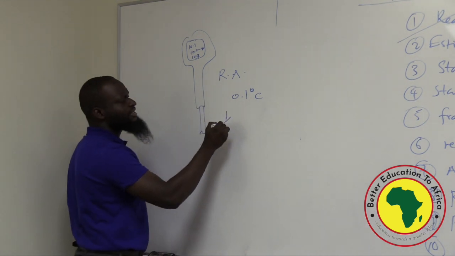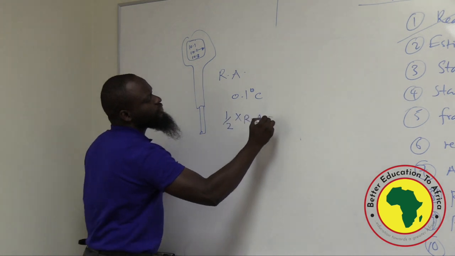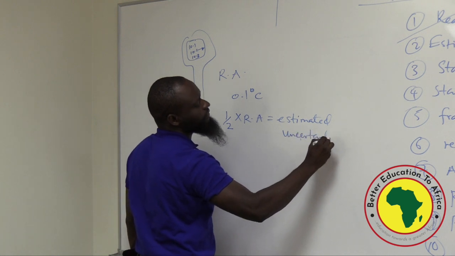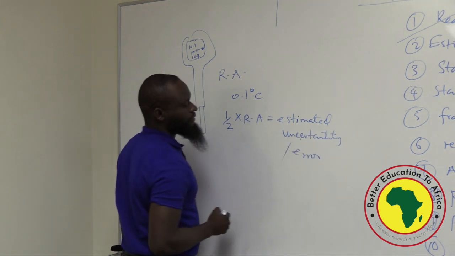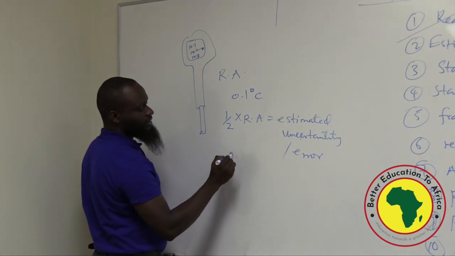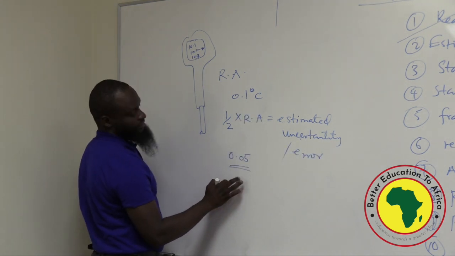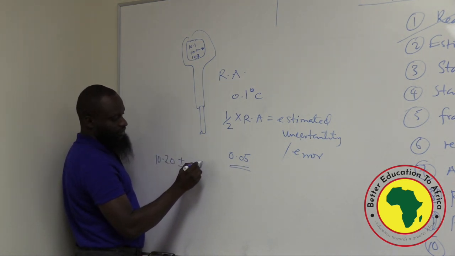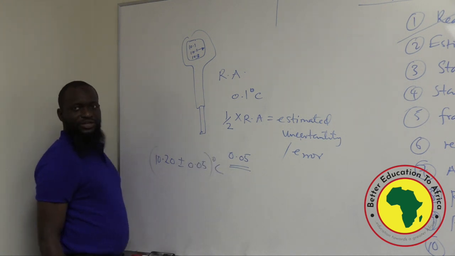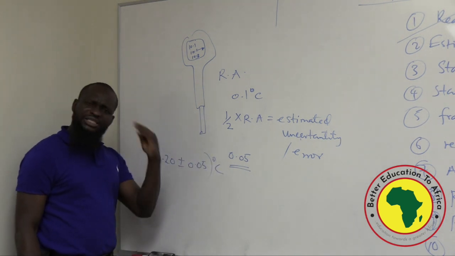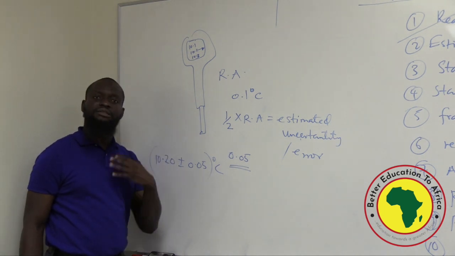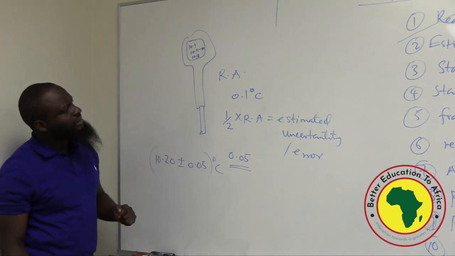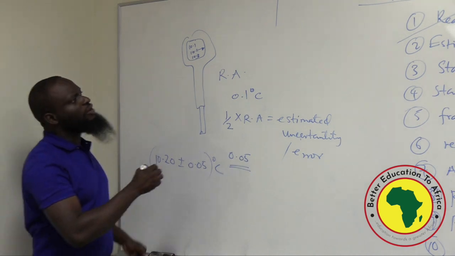Then I divide that reading accuracy by 2. Half of the reading accuracy is what we call the estimated uncertainty, or estimated error. So half of 0.1, which is 0.05, becomes my error. So it becomes 10.20 plus or minus 0.05 degrees Celsius. This is what we call estimated error. You just estimate an error from the reading accuracy of the device, mostly for a digital device where you cannot easily tell from the reading error to get an estimate. So we've done number 2, estimated error.